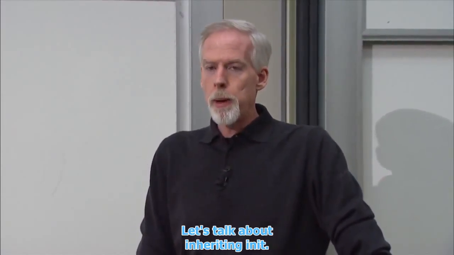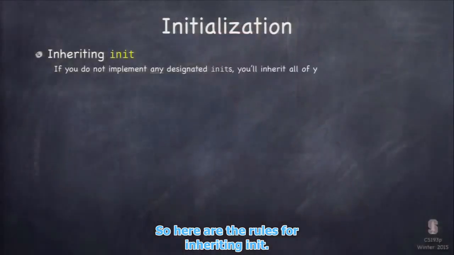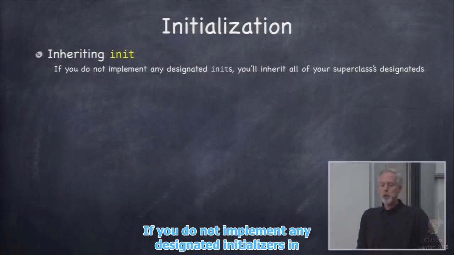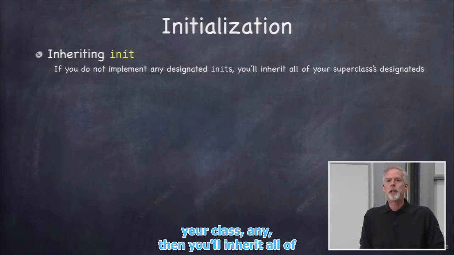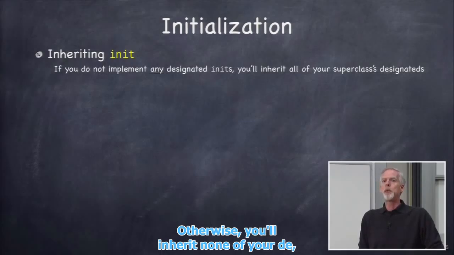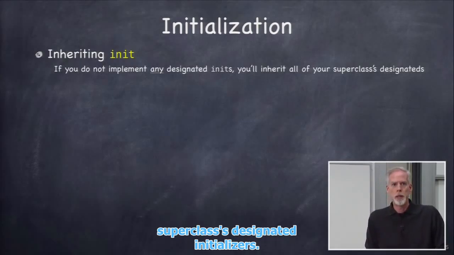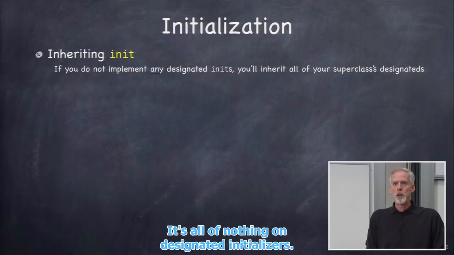Okay, let's talk about inheriting init, because this is complicated as well. So here are the rules for inheriting init. If you do not implement any designated initializers in your class, then you will inherit all of your superclass's designated initializers. Otherwise, you will inherit none of your superclass's designated initializers. Okay? It's all or nothing on designated initializers.